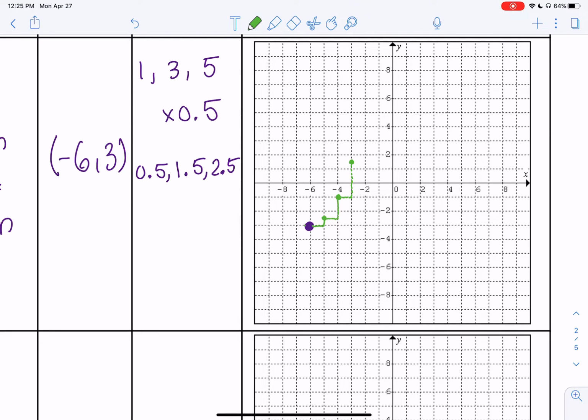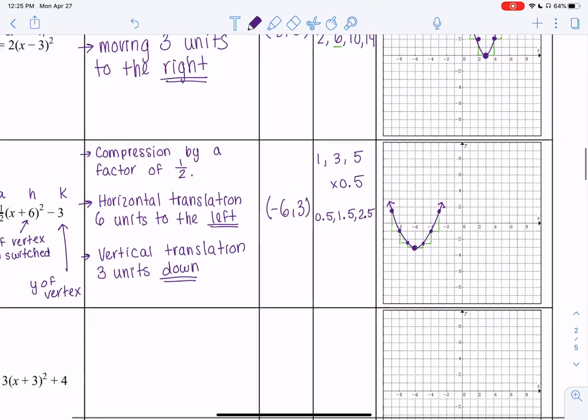So you put your pencil on your vertex, over 1, up 0.5, over 1, up 1.5, and over 1, up 2.5. And now that we have all our points, we're going to connect them all with a nice curved line. And you can see now that compression, because my graph is definitely wider and shorter than my other ones. Okay, one more example.